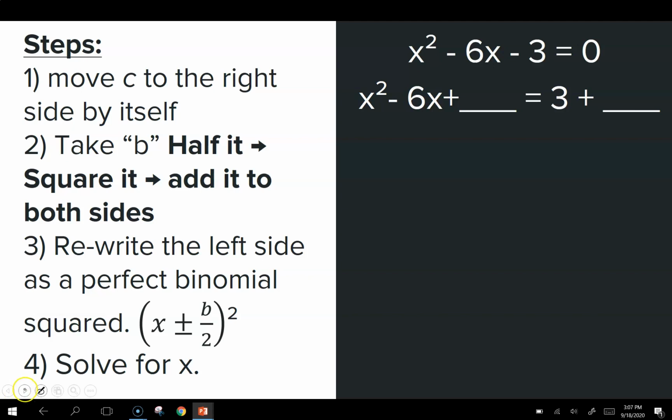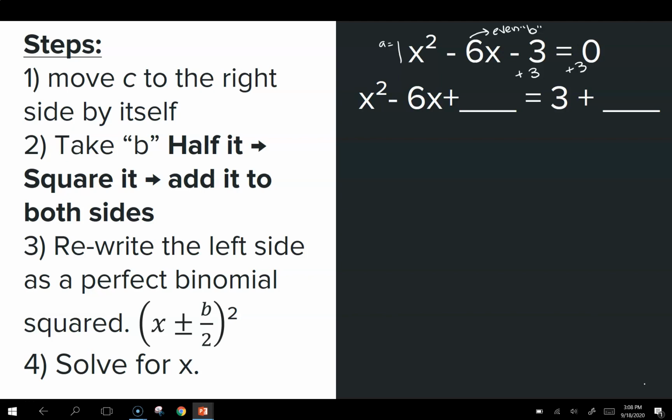The reason why I'm going to do complete the square is because this has some key features that I like. I like that the a value is technically a 1, and I like that my b value is an even number. So I have an even b, and I have an a equal to 1. These are great key features to use for complete the square. Okay, so I have the steps over on the left hand side. Step 1 is to move c to the right by itself. So our c value here was negative 3. So the very first thing you do is move the c to the other side. So here I'm going to add the 3 over.